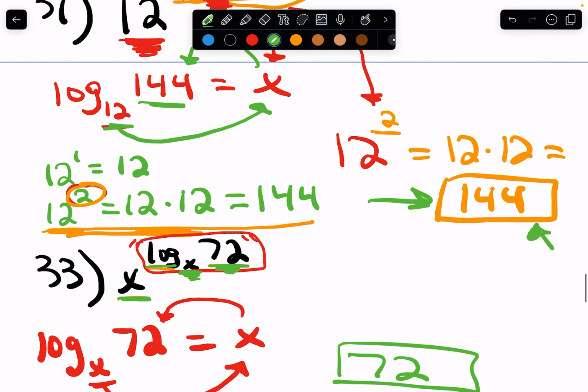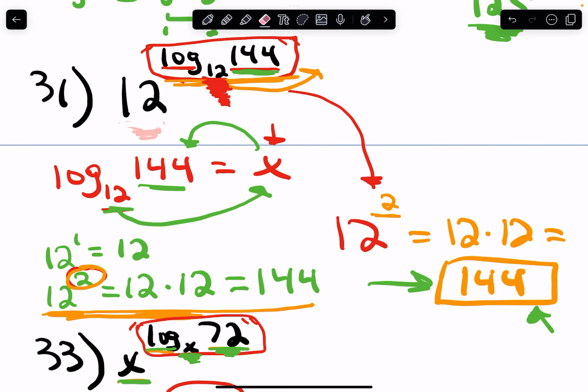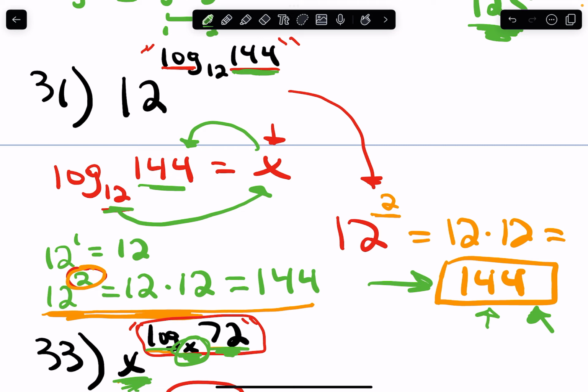That's because these problems are really similar. We had a base of 12 here. We had a base of 12 here. We have a base of x here. We have a base of x here. The problem ended up getting us 144. The problem is going to end over here getting us 72.